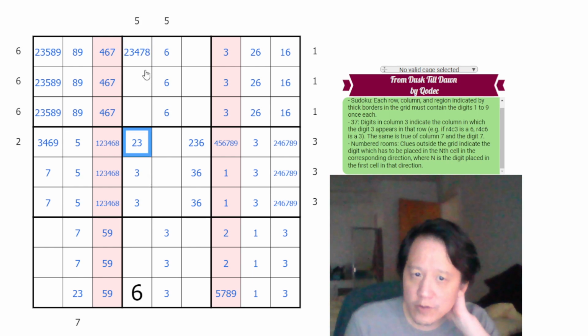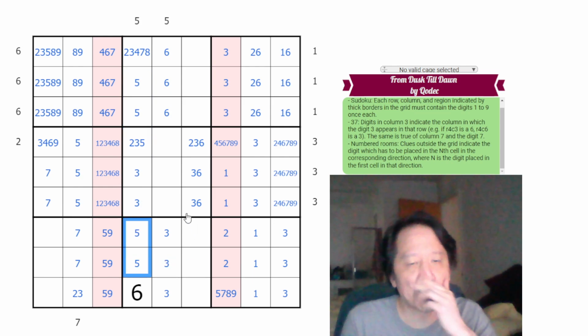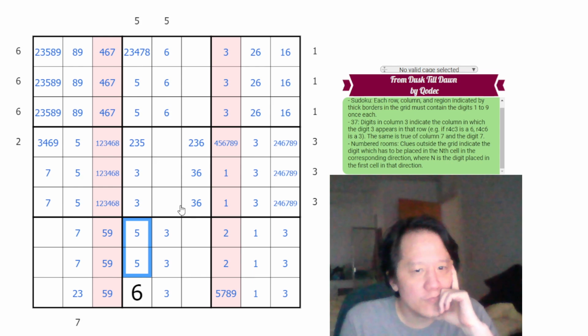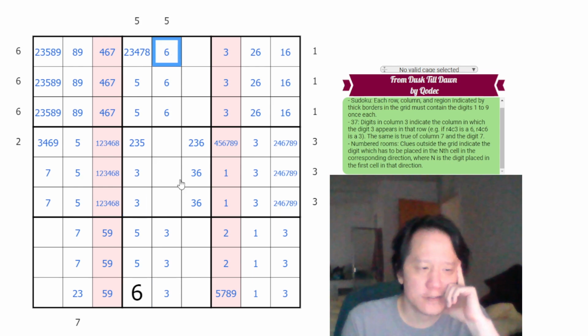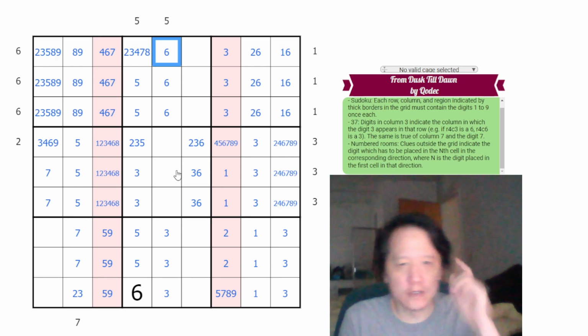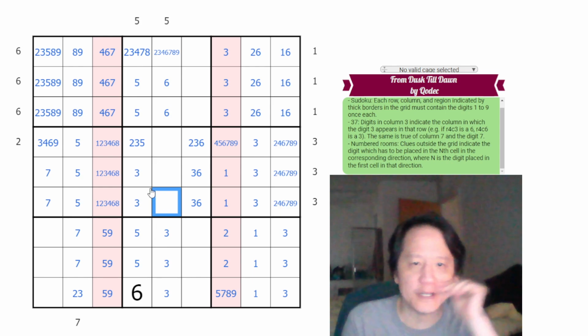So 5 could be any of these spots, or 7, 8. Can't be 5 because it can't be itself, can't be 1, can't be 9, can't be 6. This is 2, 3, 4, 6, 7, 8, 9. So 5 could be at many spots here.